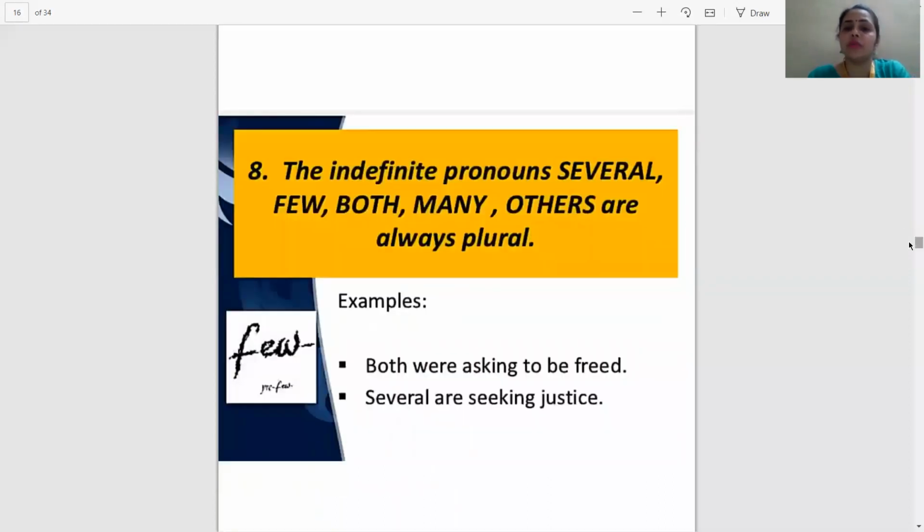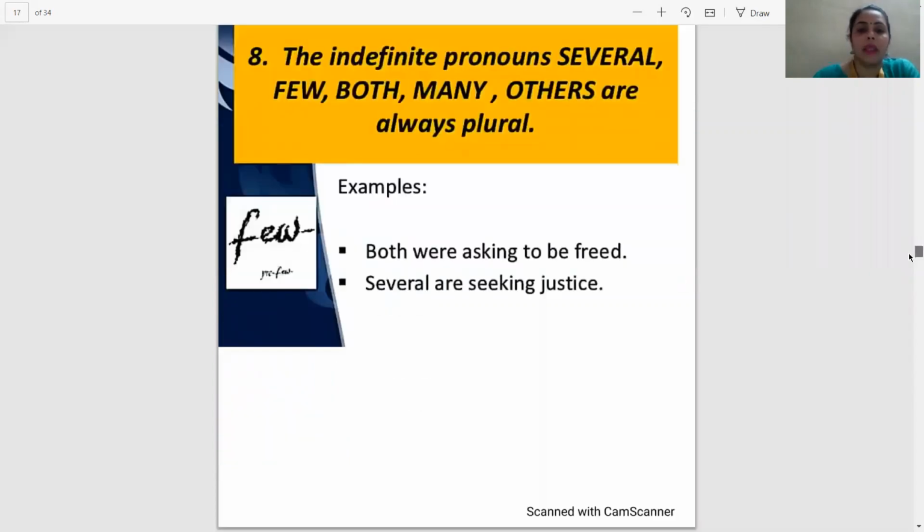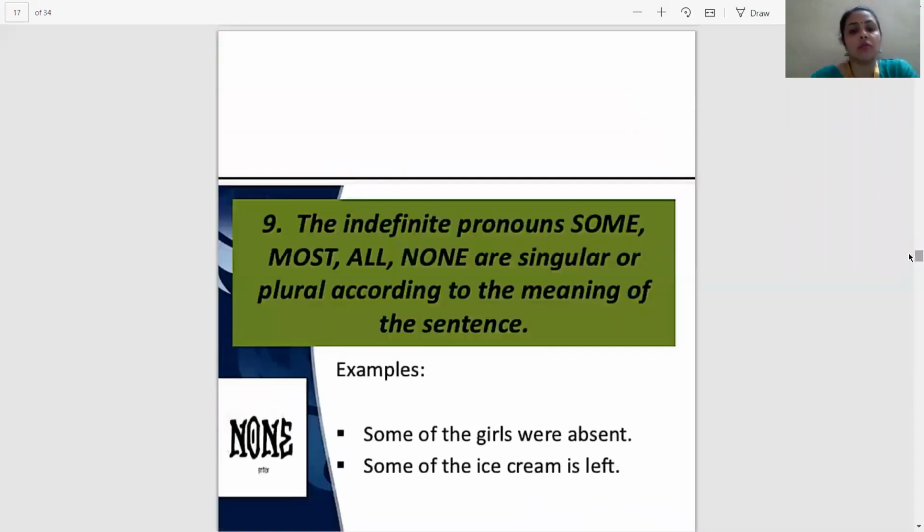The indefinite pronouns, like several, few, both, many, others, are quantifiers. They are always plural. Both, several, naturally they are more than one, so they will be plural. The indefinite words some, most, all, none are singular or plural according to the meaning of the sentence.